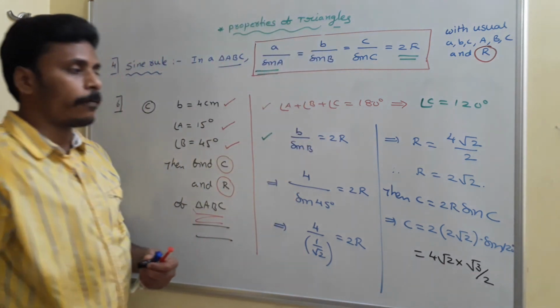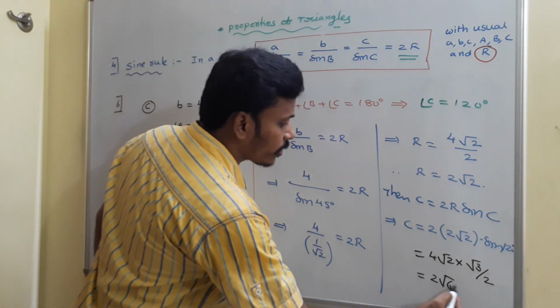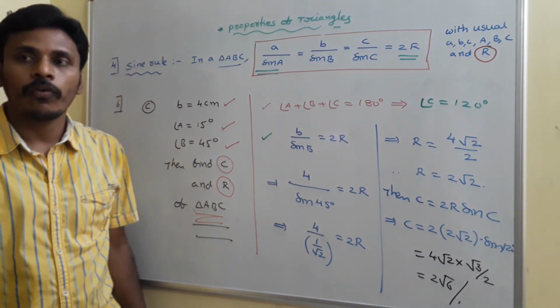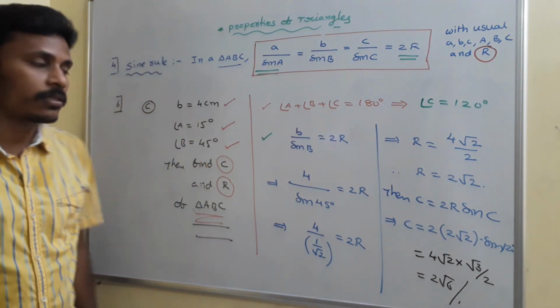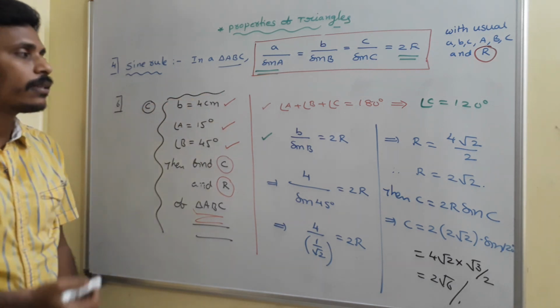Root 3 by 2. Okay. And on simplification, 1 and 2 will get cancelled. 2 root 6 is the side length of c. Just have a look at this. Solving this problem is only possible by the sine rule.